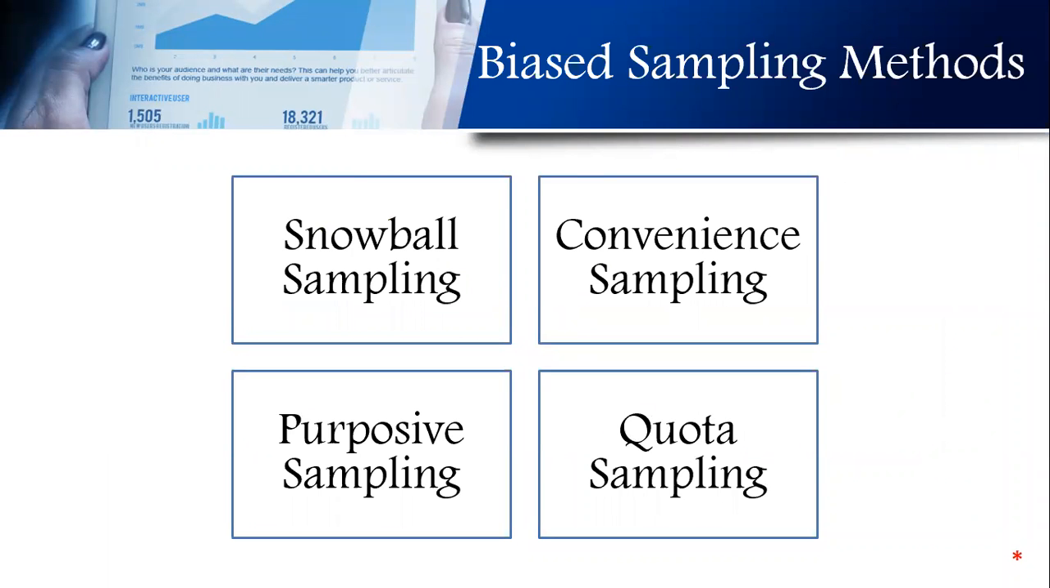Sampling methods that are inherently biased and tend to produce unrepresentative samples include snowball sampling, convenience sampling, purposive sampling, and quota sampling. We will discuss sampling methods in greater detail during the spring semester in research methods.